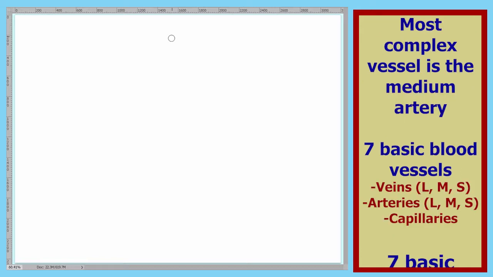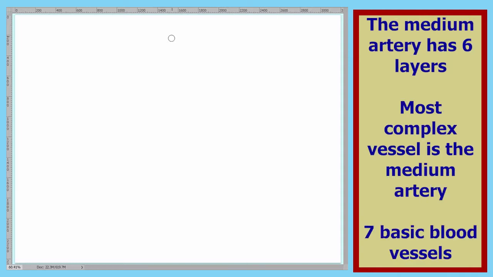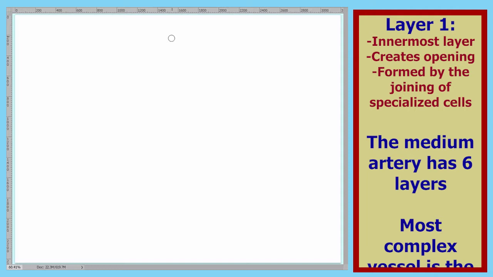The most complex of these vessels is the medium artery. This lecture will be devoted to the anatomy of the medium artery. The medium artery is composed of 6 layers. The innermost layer creates the opening of the blood vessel formed by the joining of special cells. Let's draw this first layer.